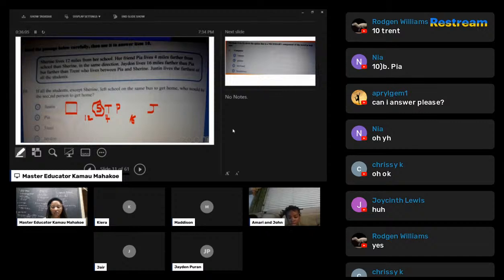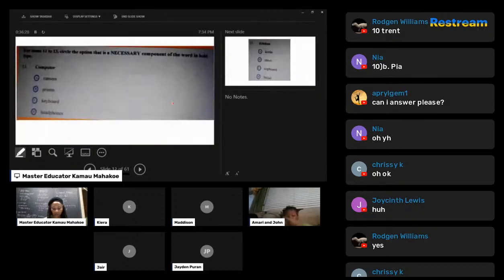Okay, well, that's what it seems like based on my diagram here. So we have Trent and then Pia would get off, right? Because we're not counting Shireen in it. Shireen did not leave at the same time. Even though she lives here, she did not leave with them, so we have to count from Trent. Okay.